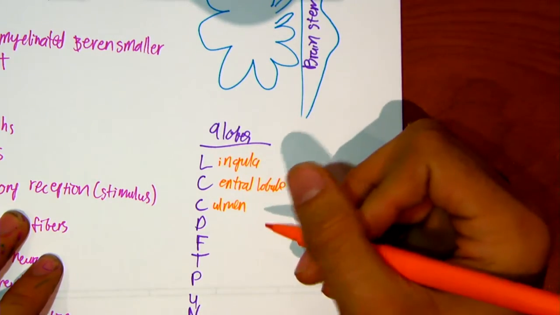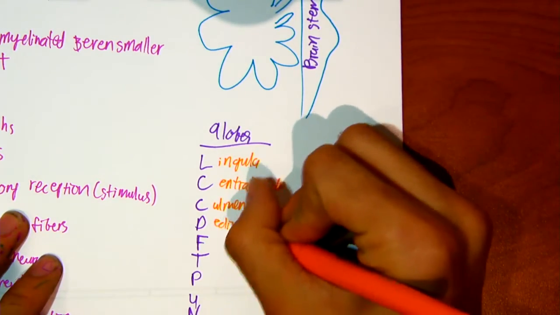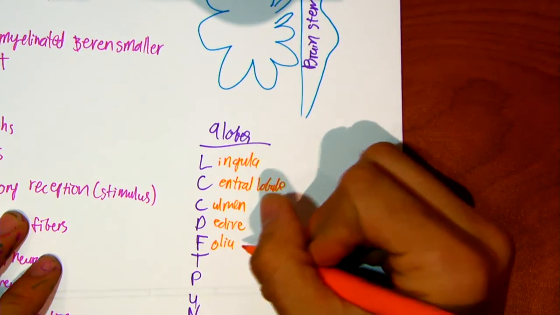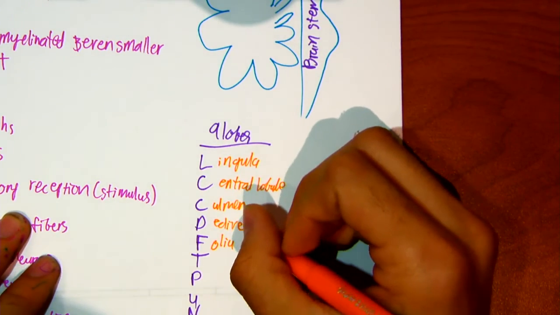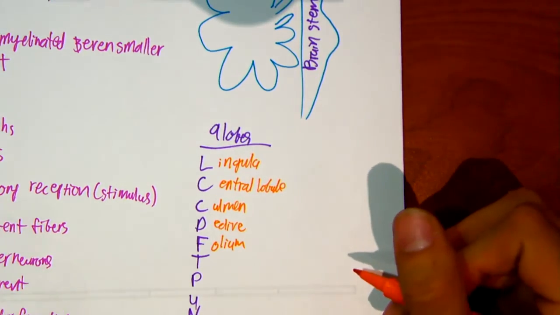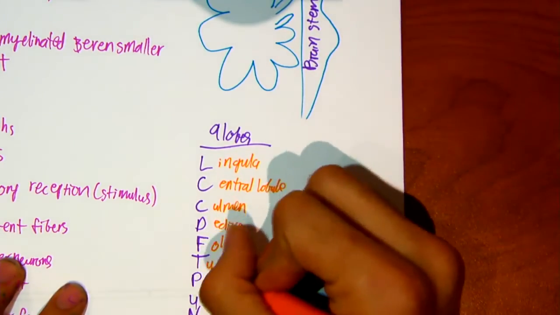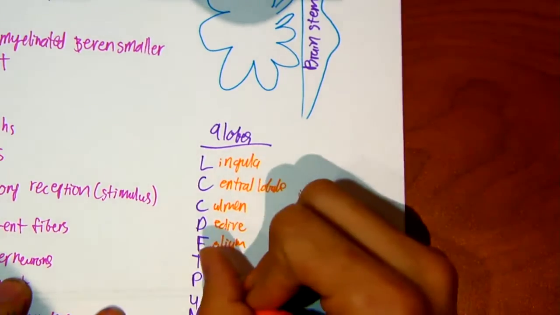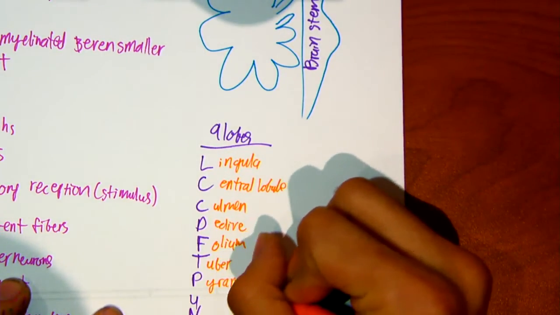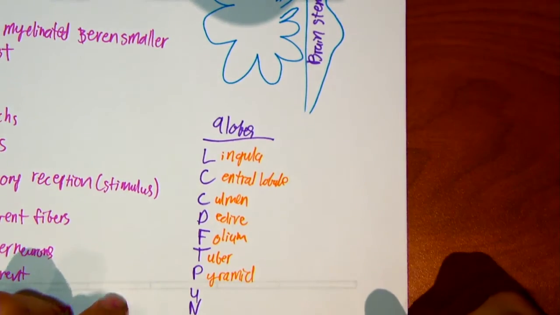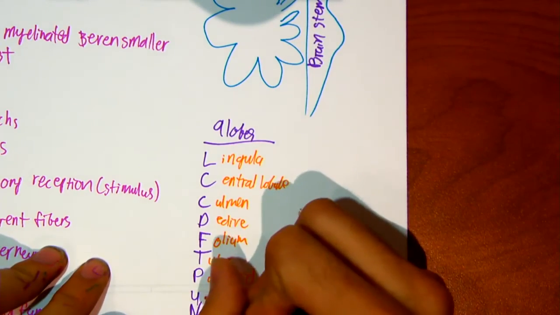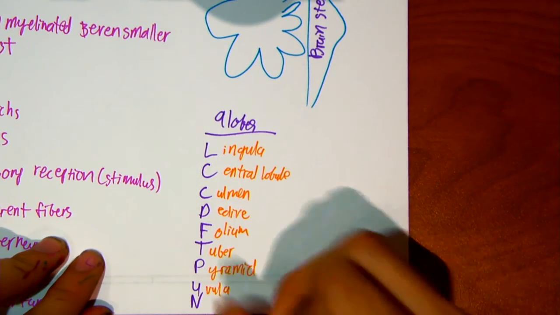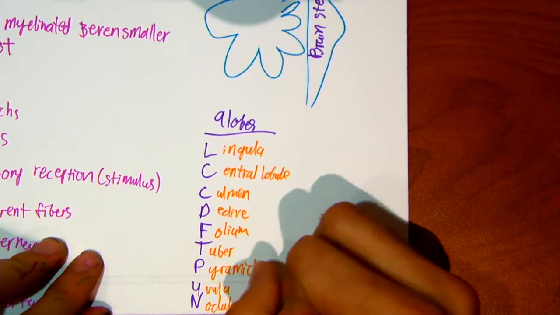D. Excellent. Declive. F. Folia. Is it folia or folium? Folium. Awesome. T. Tuber. All right, what about the P? Pyramid. Excellent. The U. Uvula, just like in your oropharynx. N. Nodule. All right.